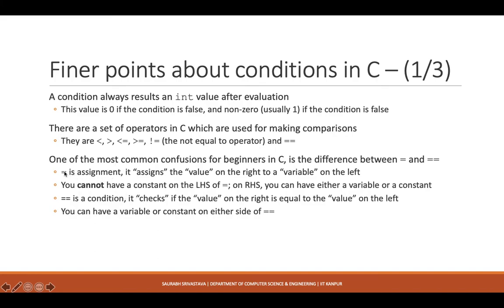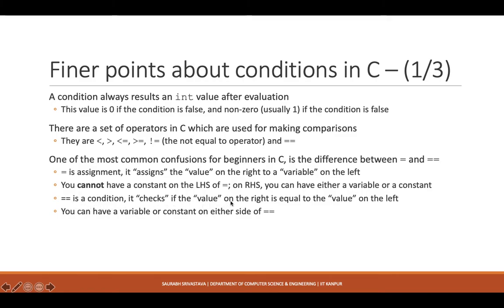Equal to is an assignment. It basically assigns the value on the right to a variable on the left. So keep this in mind, that you cannot have a constant on the left hand side of an equal to operator. The RHS can be a variable or a value, so you can write I equal to j or I equal to 5. Both are acceptable, but you cannot write 5 equal to j. That is wrong.